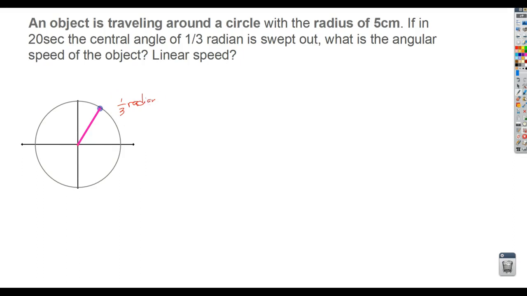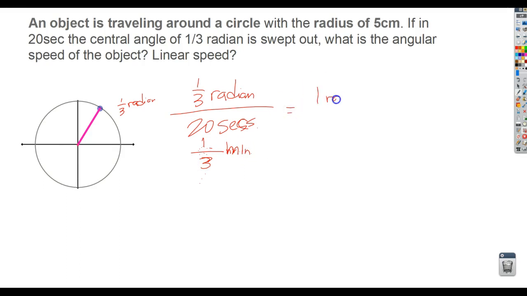Okay, so we're saying if in 20 seconds the central angle is 1/3 radian, so in 20 seconds it's going 1/3 of a radian. Well, 20 seconds is 1/3 of a minute, sorry. So what I'm going to get here is it's really 1 radian per minute.